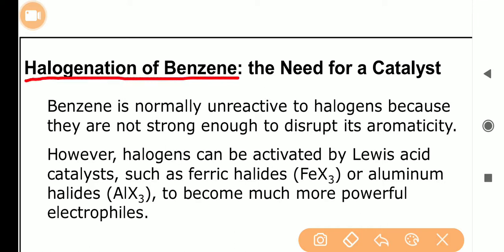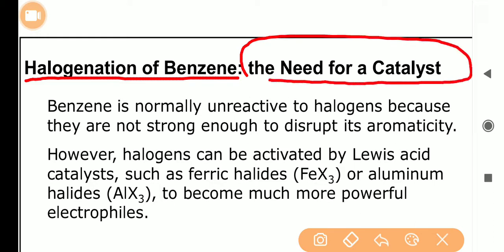The need for a catalyst is very important, you have to keep this in mind. Benzene is normally unreactive because it is aromatic, and due to aromaticity it is stable and will not undergo reactions easily. So to make it react with other species, we have to use some kind of catalyst. It is unreactive to halogens because they are not strong enough to disrupt its aromaticity.